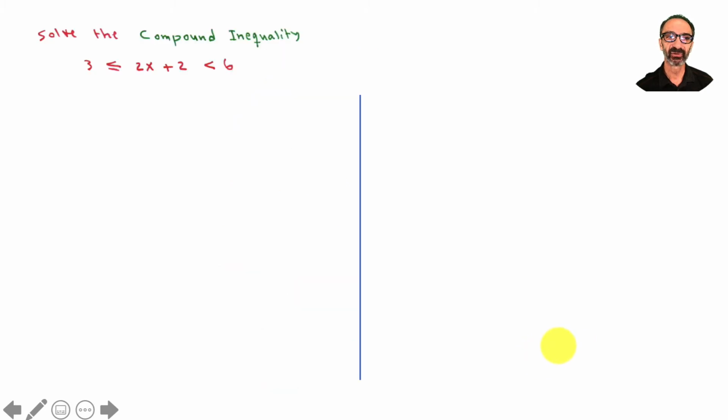Now let's talk about compound inequalities, an inequality that has two inequality signs, or a problem that has two inequality signs at the same time.